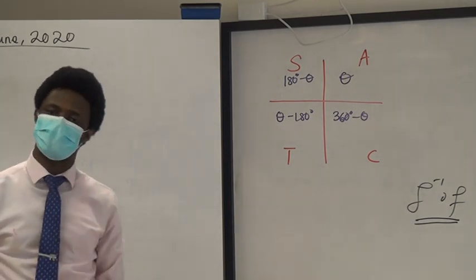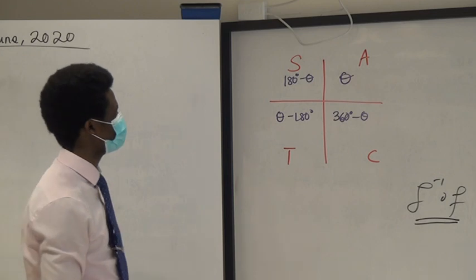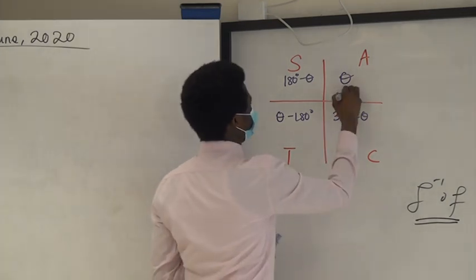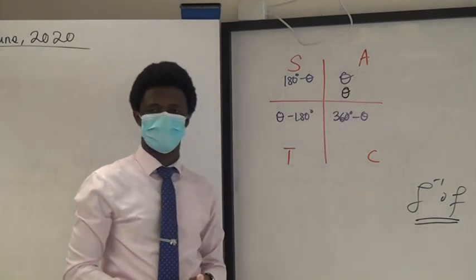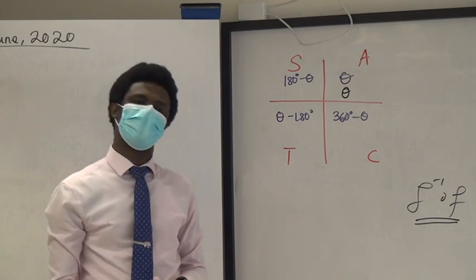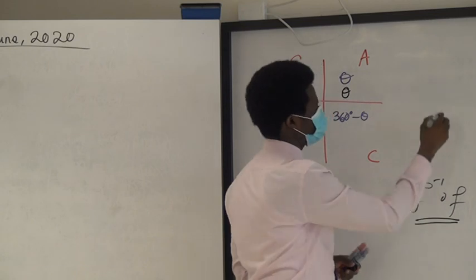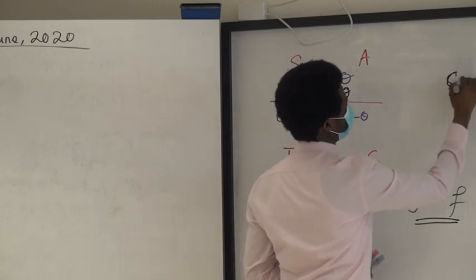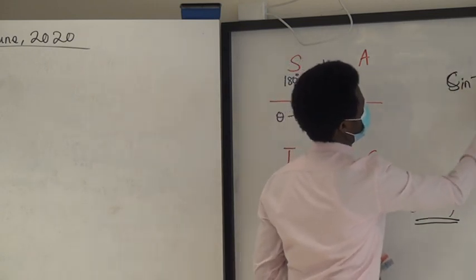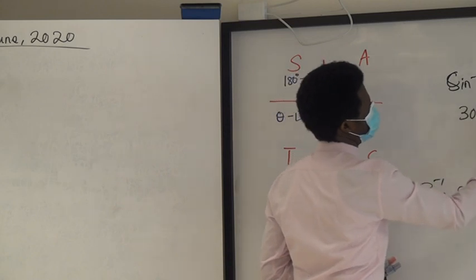So I need you to listen to that carefully. If the angle is within the first quadrant, it remains theta. Now, if the angle is in the second quadrant, remember yesterday we did arc sine of 1/2, and we said there are two possibilities, 30 or 150, right?